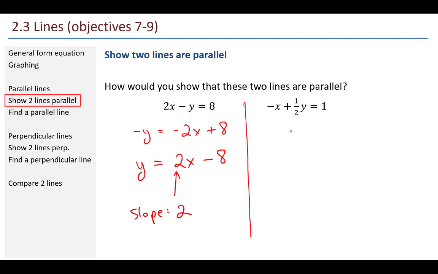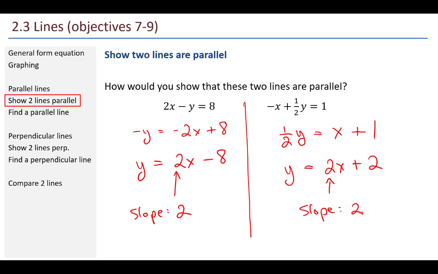How about on the right? I need to solve for y, so I will add x to both sides. 1/2 y equals x plus 1. Multiply both sides by 2. y equals 2x plus 2. And look at that. Slope is 2. So they actually do have the same slope, so they are parallel. Check.